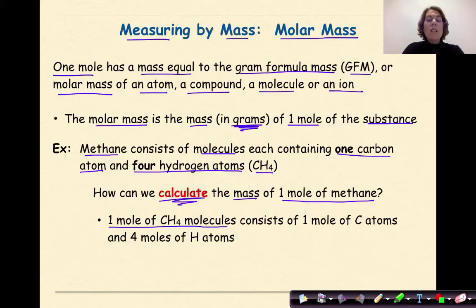Well, 1 mole of CH4 molecules consists of 1 mole of carbon atoms and 4 moles of hydrogen atoms. And you might say, well, how do you know that? Because we have subscripts here with an assumed 1 by the carbon, so that represents 1 mole of carbon, and a 4 right here, which represents 4 hydrogens or 4 moles of hydrogens.